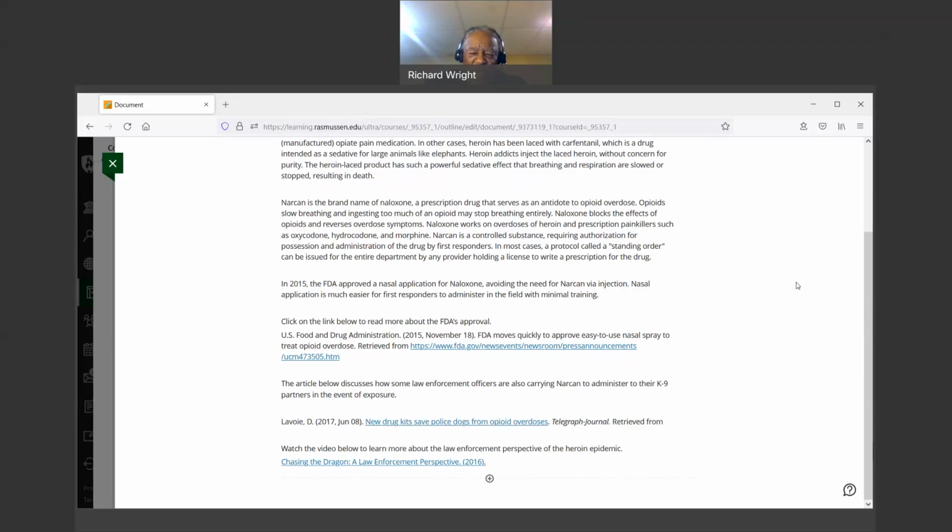So there's an article here that's really good that discusses how law enforcement officers carry Narcan to administer to their canine partners in the event of exposure. The dogs themselves can sniff it. And so they talk about this article by Lavoie, new drug kits save police dogs from opioid overdoses because they're doing their jobs.